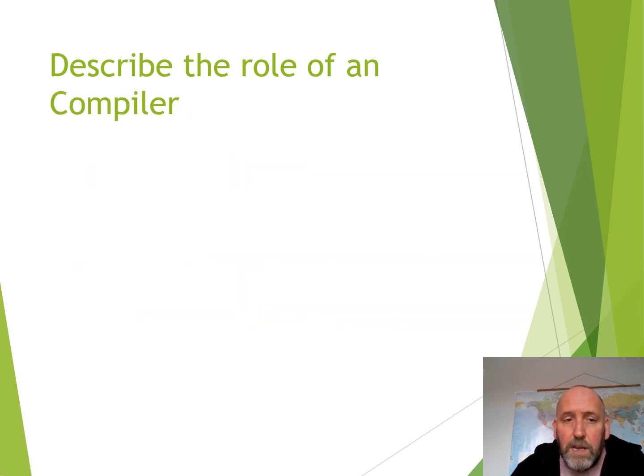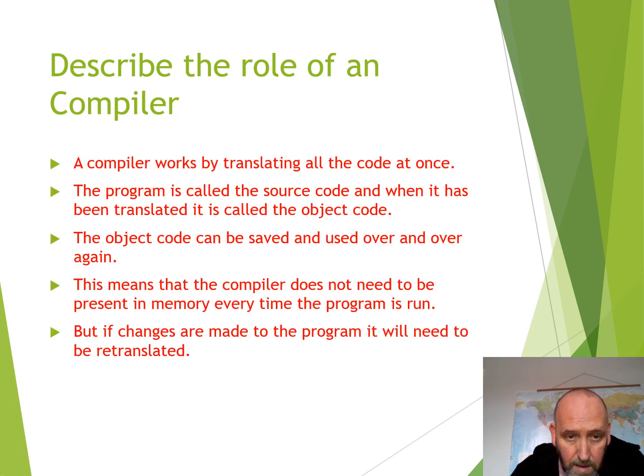Describe the role of a compiler. Pause the video, write your answer. A compiler works by translating all the code at once. The program is called the source code, and when it's been translated, it's called the object code. The object code can be saved and used over and over again. This means that the compiler does not need to be present in memory every time the program is run. But if changes are made to the program, it needs to be translated again.